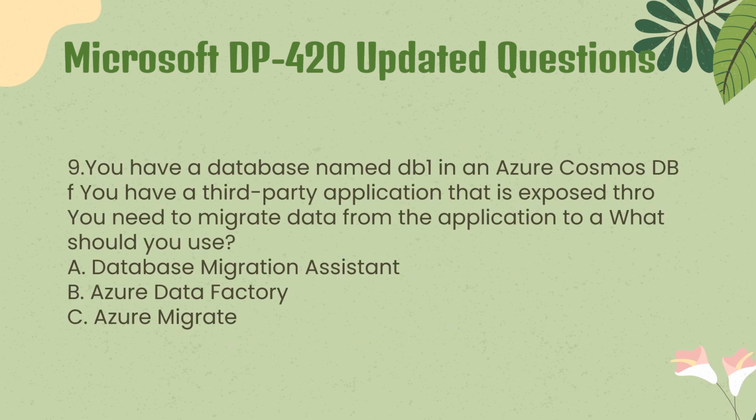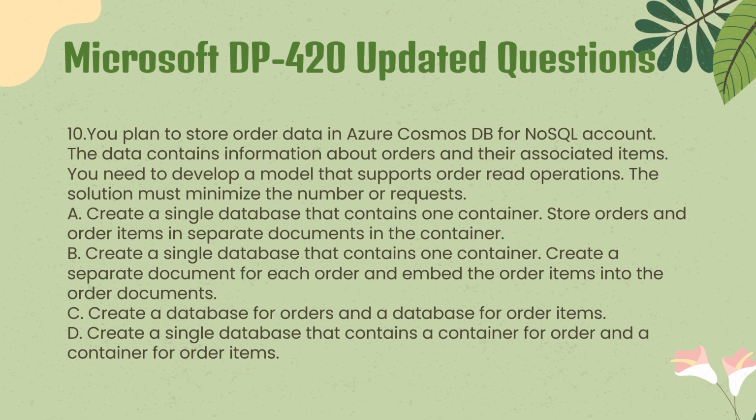9. You have a database named DB1 in an Azure Cosmos DB. If you have a third-party application that is exposed through, you need to migrate data from the application to a. What should you use? A. Database Migration Assistant. B. Azure Data Factory. C. Azure Migrate.